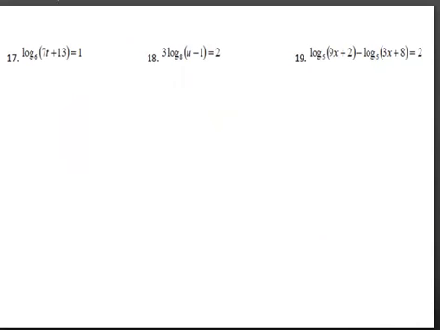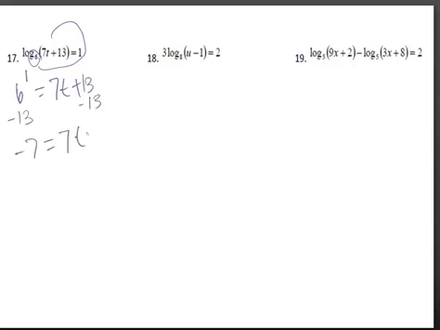The bottom set, same thing. You're going to switch it first. That is a 6, I believe. So you're going to do 6 to the 1 is equal to 7t plus 13. So then I would subtract 13 from this side, subtract 13 here. So I get negative 7 is equal to 7t. Divide by 7, divide by 7, negative 1 equals t.